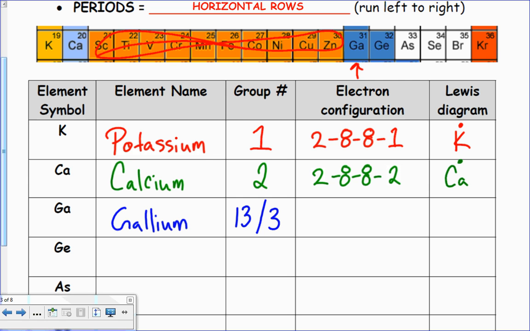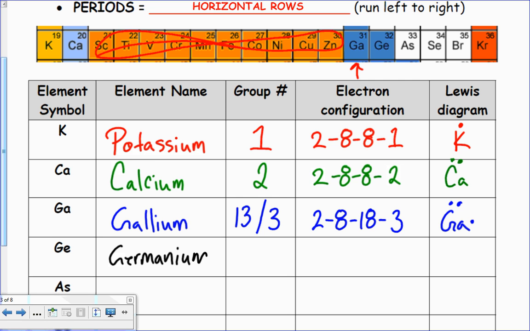The electron configuration is 2, 8, 18, then 3. And the electron dot diagram would be a Ga with 3 dots around it. 1, 2, 3. You know what? I just noticed I did not put 2 dots around calcium. I made a mistake. Caught myself. The next element we're talking about is germanium.